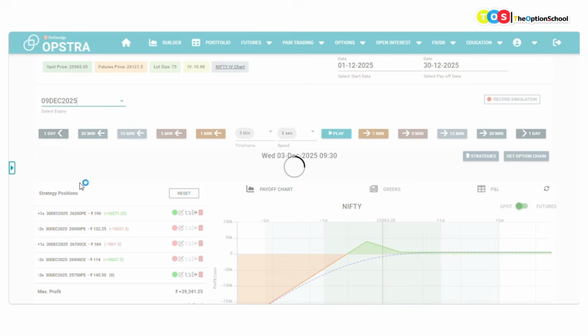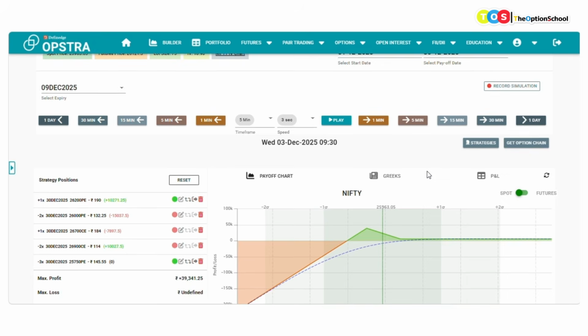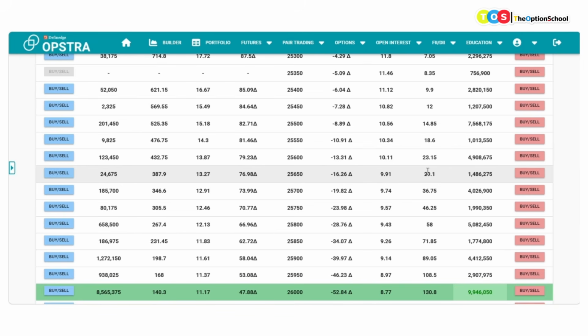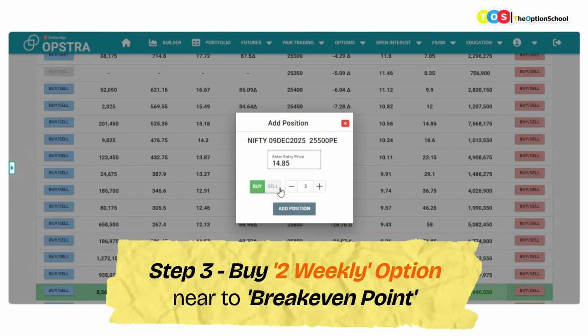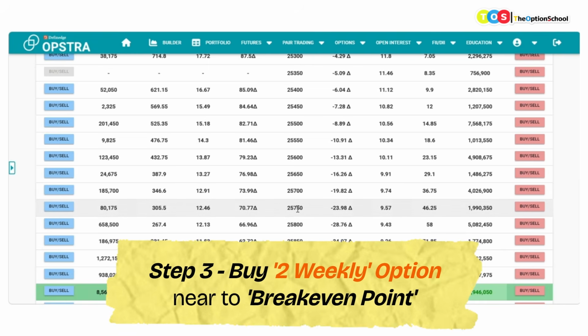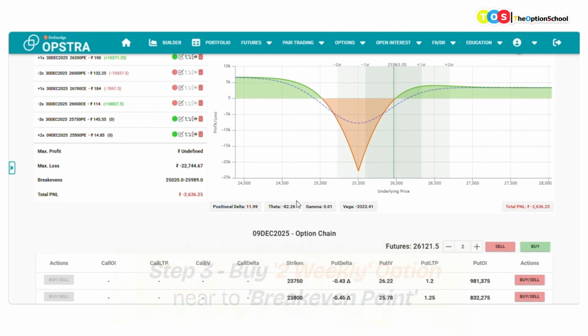The nearest weekly is 9th December because we are on 3rd December. I take an option chain of that and I'll buy 25,500 because 25,478 is my lower break-even. I will buy 25,500 at 14 rupees and I will buy 2 lots of this because I have 3 sold puts and 1 purchased put, so only 2 lots are naked. Once I do that, it becomes like this. I do not want this kind of a situation also.